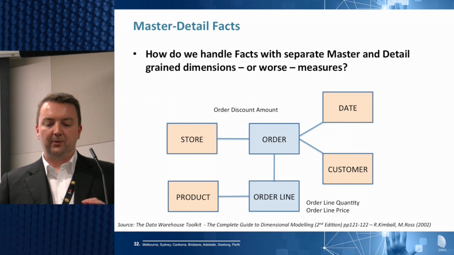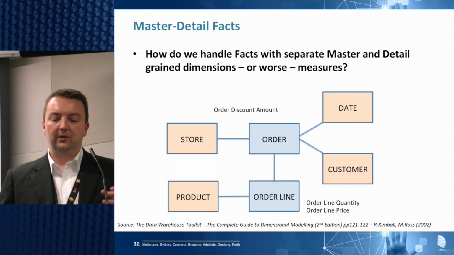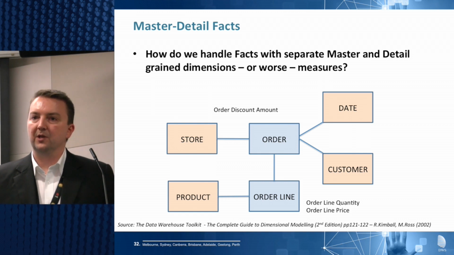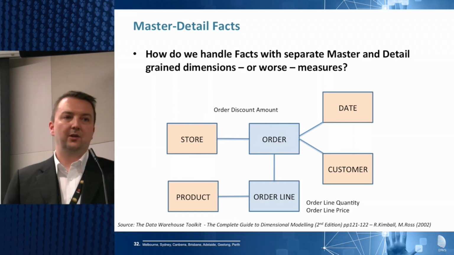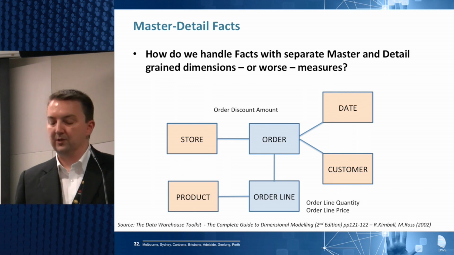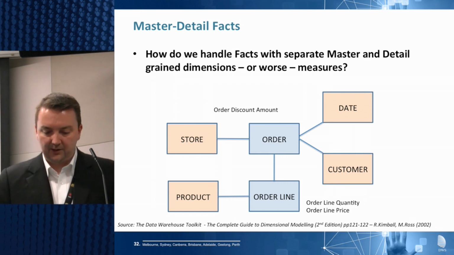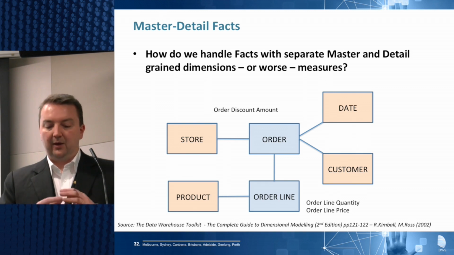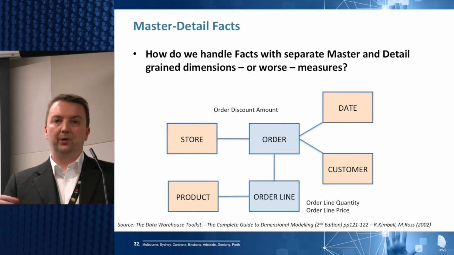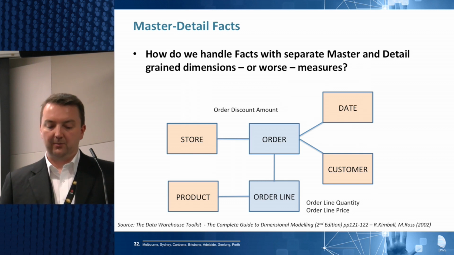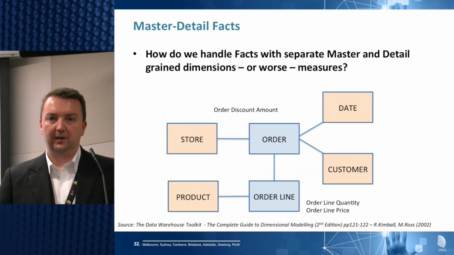Master detail type arrangement where the master has its own set of dimensions, the detail has its own set of dimensions, and we always want to do analytics on the combined set of dimensions and worse, the combined set of measures. So in this case we've got our order. Our order contains multiple things. We want to order potentially many products. So the order line has a dimension of product. It's also attached to the order. The order itself has a store, a date and a customer that placed the order.